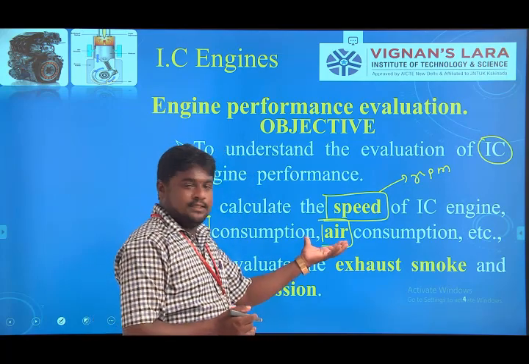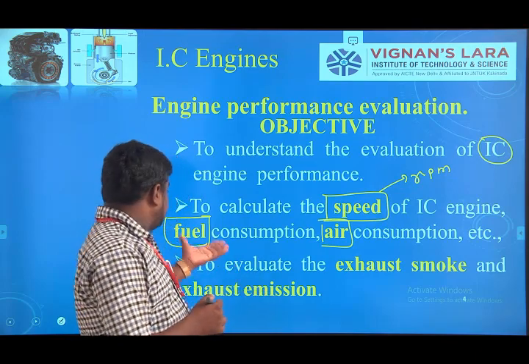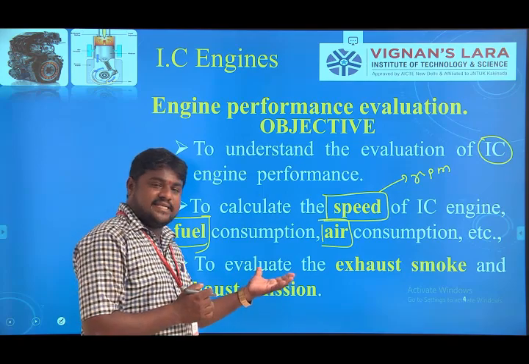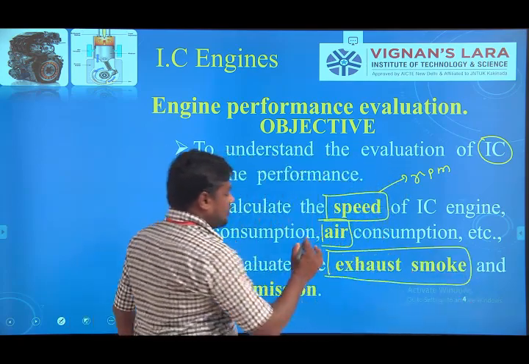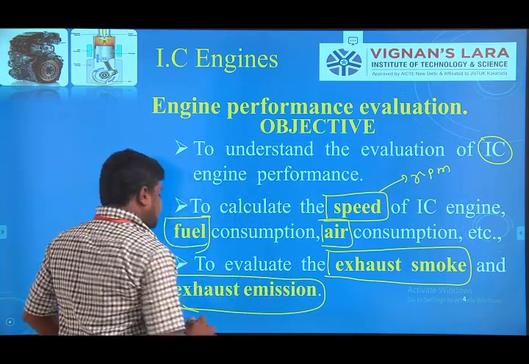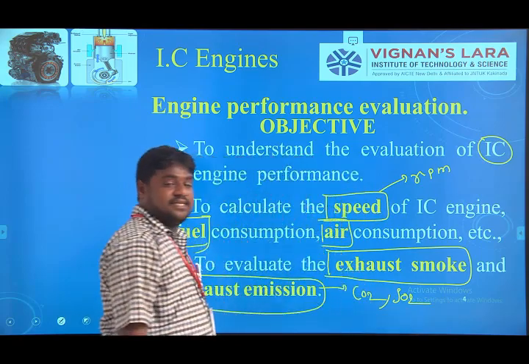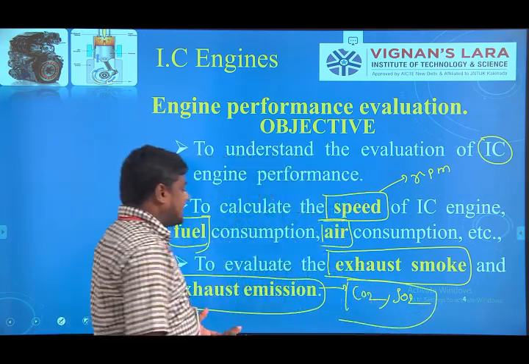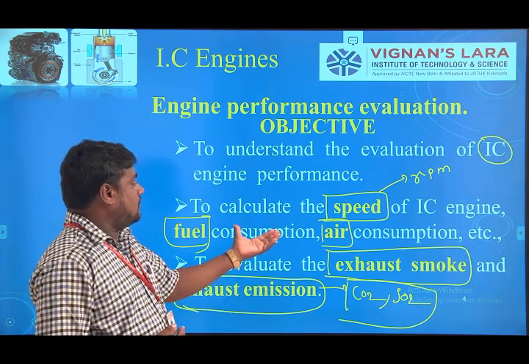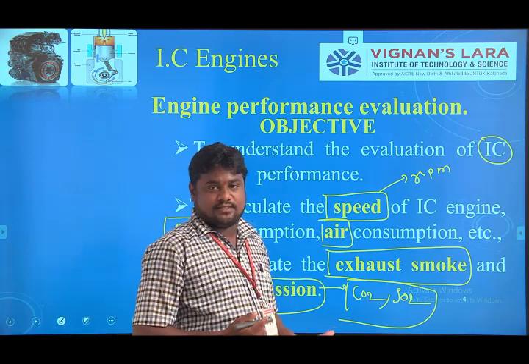We have to calculate the speed; this is the most important. Along with engine speed, we have to determine how much fuel and air are consumed. Then we have to evaluate the exhaust smoke and exhaust emissions. The exhaust emissions include CO2, carbon dioxide, and SO2, sulfur dioxide. We have to calculate the percentage of these emissions, as well as the exhaust smoke. So first we calculate the speed in RPM as well as the fuel consumption and air consumption.